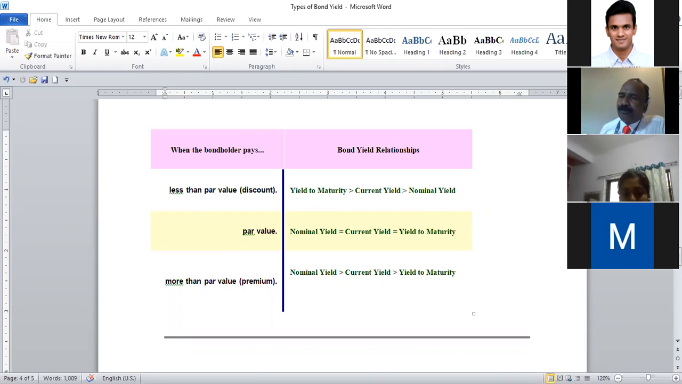When he pays at par value, that means par value and market price are equal. Par value and market price are equal. Then current yield and nominal yield are equal, correct? Yes, sir. Okay.